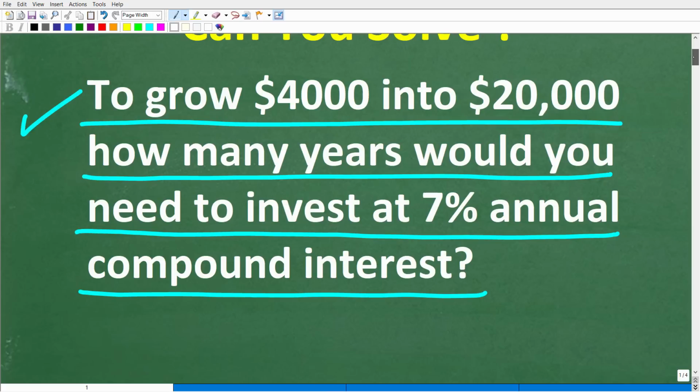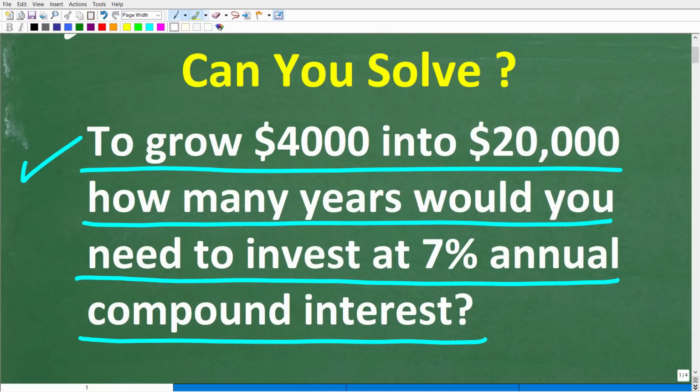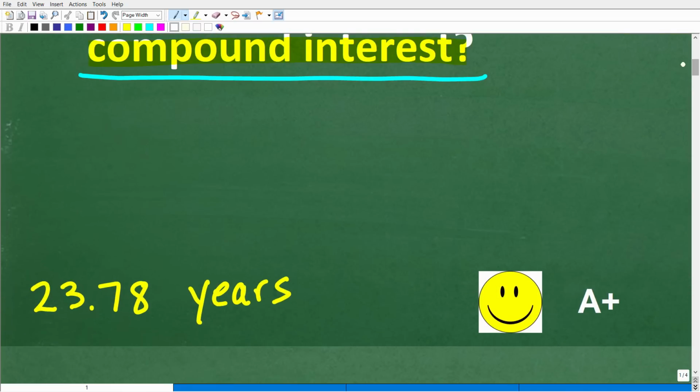All right, now before I show you the answer, let's take another look at the problem. So to grow $4,000 into $20,000, how many years would you need to invest at a 7% annual compound interest rate? All right, so let's take a look at the answer. The correct answer here is approximately 23.78 years.